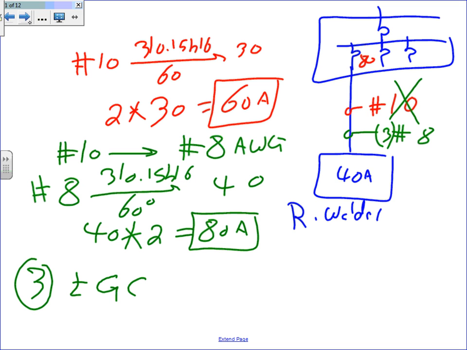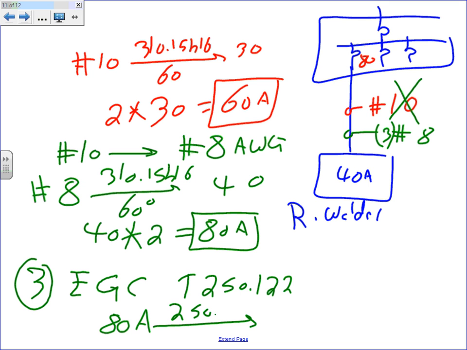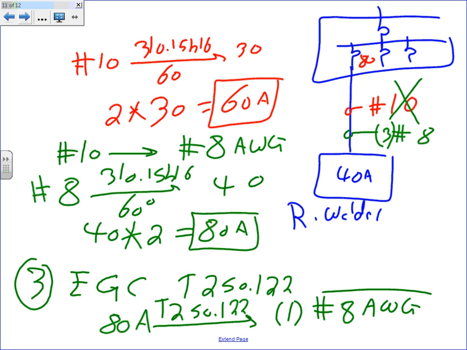So the equipment grounding conductor, William, my friend: I have Table 250.122. You size it based on the overcurrent protection device long time pickup, which in my case is 80 amps. We stuck with the 80 amps. Take it to 250.122. What's the size? We just sized it a minute ago. What was the size? Number 8 AWG. Number 8.